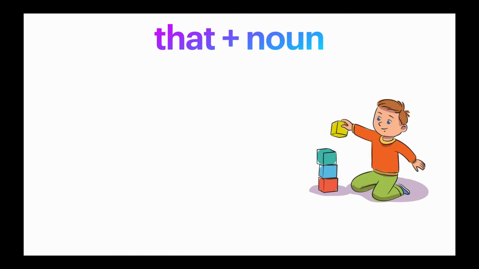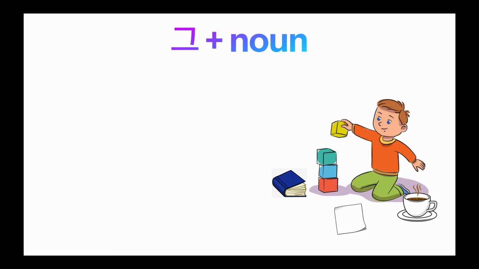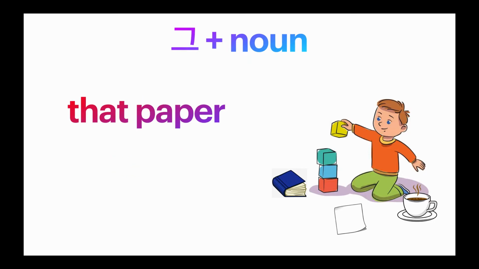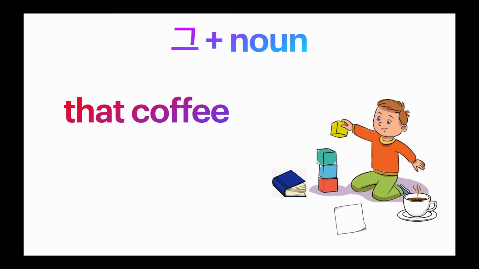Okay, so here's our best friend. Our best friend is a 3-year-old who is playing with blocks, and he's also surrounded by a bunch of items here. These items are all close to him and far away from you. So we are going to use 그 plus a noun. So what do you think would be that book? 그 책. How about that paper? 그 종이. That coffee, which maybe shouldn't be next to a 3-year-old, but I wanted to practice this word. What do you think? 그 커피.